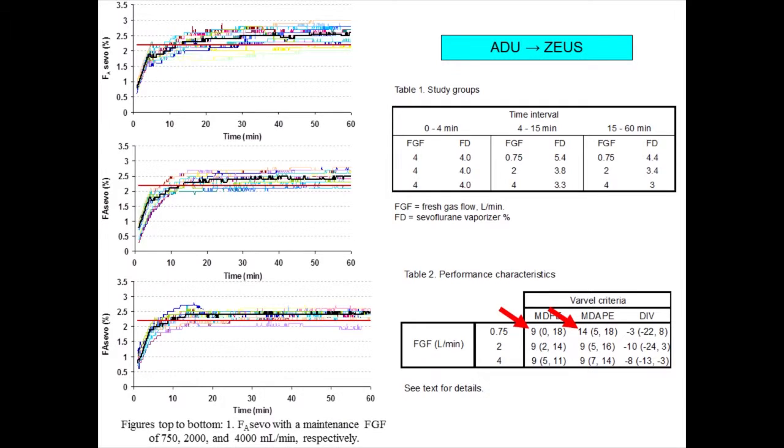And guess what? So we applied a certain fresh gas flow vaporizer dial setting sequence with 3 different fresh gas flows, 4, 2.75, and I think about 8 or 12 patients in each group. And the important number is this here, 5. So a prediction error of only 5%, which means that if you expect 2%, you get 1.9 or 2.1. I'd say that's pretty good. So again, I think this suggests that they're pretty similar.